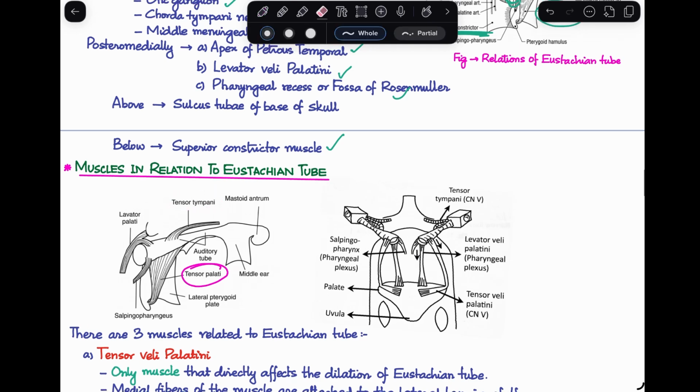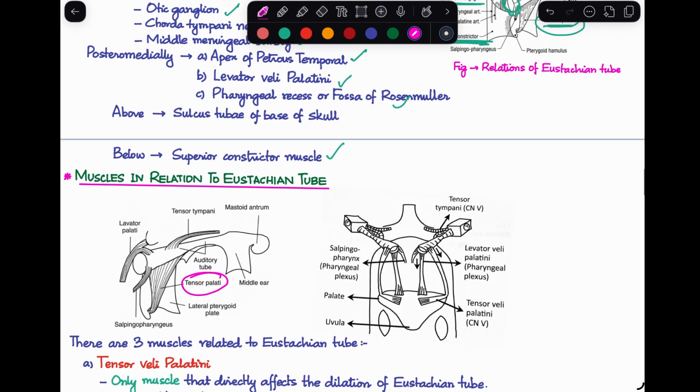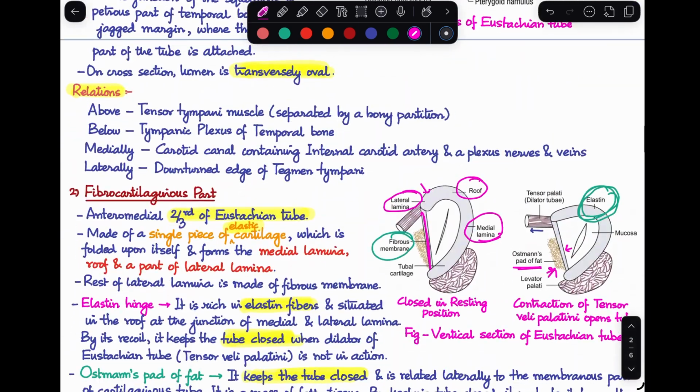Sorry, not this one. So the tensor veli palatini muscle is actually the only muscle which is making some move, which is contracting to cause a change in the structure of the lumen of the eustachian tube. So it is the only muscle that directly affects the dilatation of the eustachian tube. So the medial fibers of this tensor palatini muscle are attached to the lateral lamina of the tube. If you remember the structure here, this is the lateral lamina, and this is where the tensor palatini muscle is attached.